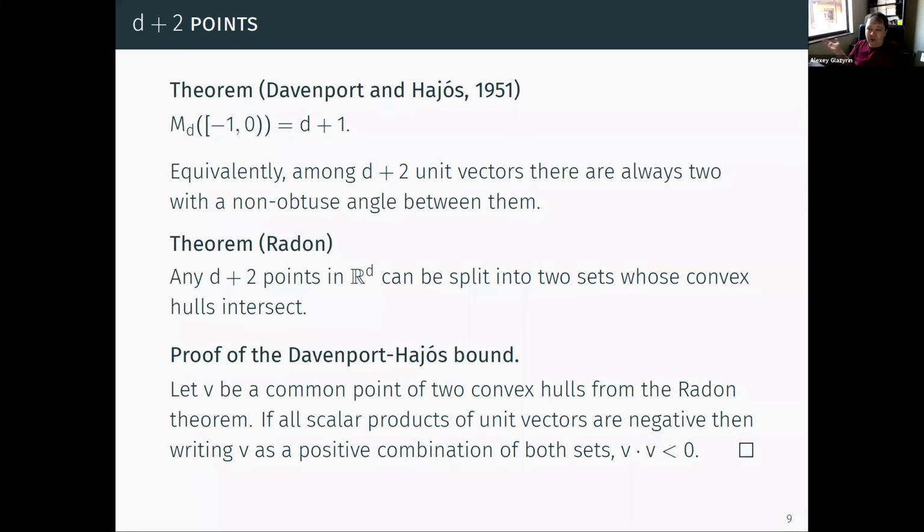And if all pairwise scalar products are negative, then if you write V as a positive combination from one convex hull and V as a positive combination from the other convex hull, all scalar products are going to be negative. So we're going to have a positive combination of negative numbers. It must be less than 0, which is clearly a contradiction. So, an extremely nice, very short proof of this bound by Davenport and Hajnal. By the way, it works for packing points in a unit ball as well.